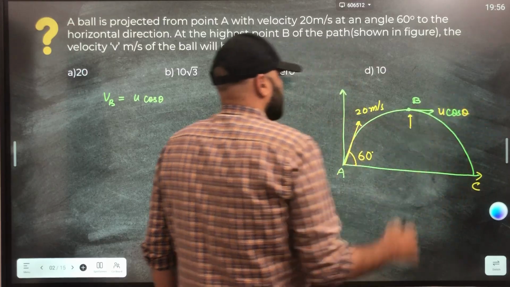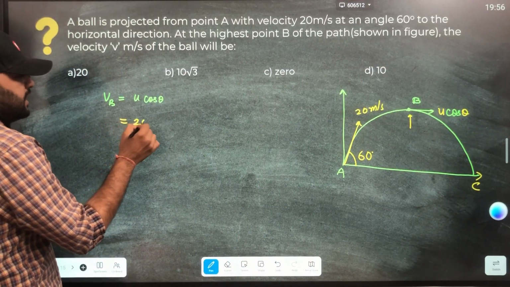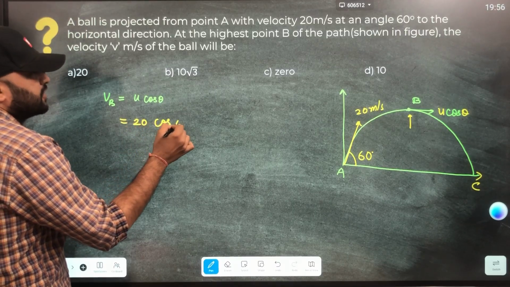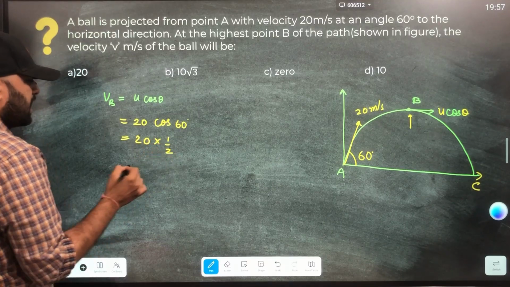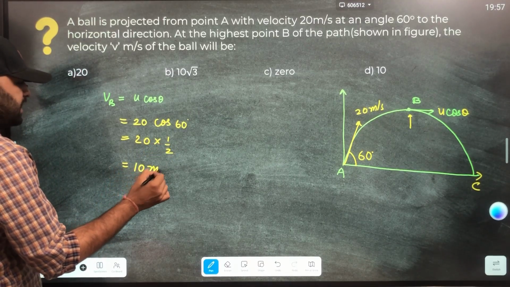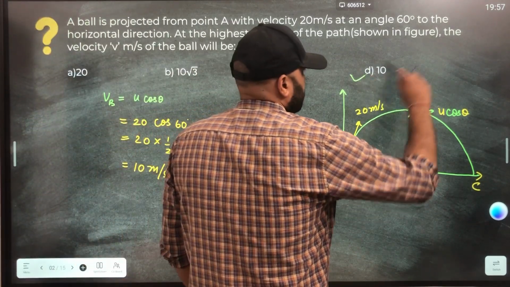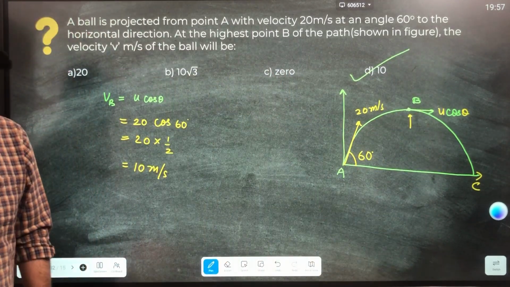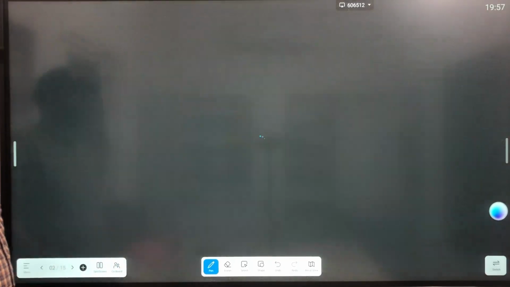And what's our u? u here is the initial velocity. What is our initial velocity? 20 meter per second. And cos of what angle? 60 degree. Cos 60 is half, so this will be 20 into 1 by 2, and that will be equal to 10 meter per second. That's our velocity at this point B. So the correct answer for this question is B. Quite an easy, straightforward problem, right? Let's see the next question.